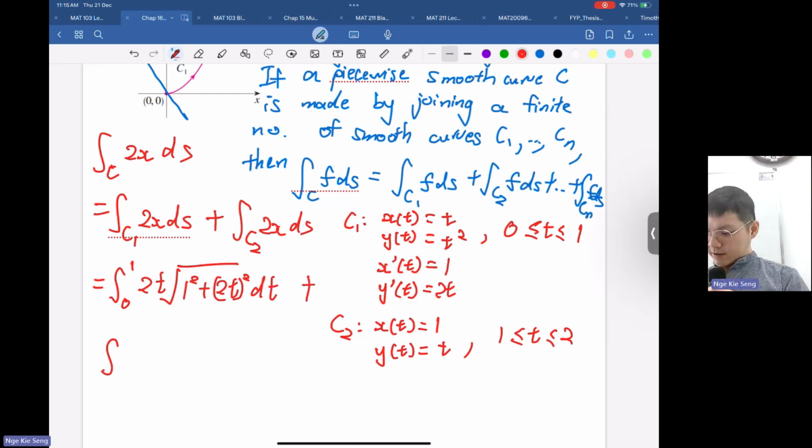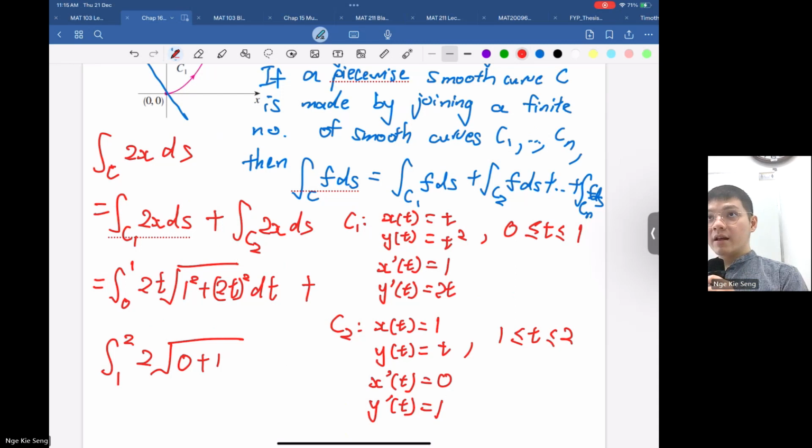Plus another one going from 1 to 2. 2x, so here it becomes 2 times 1. Square root of x prime t squared plus y prime t squared: x prime t is 0, y prime t is 1, so 0 plus 1 squared.